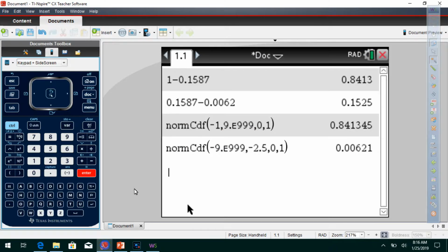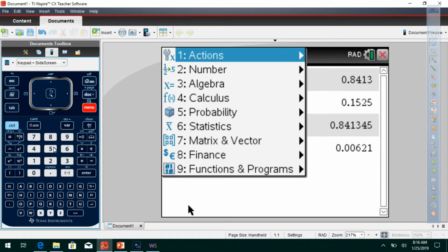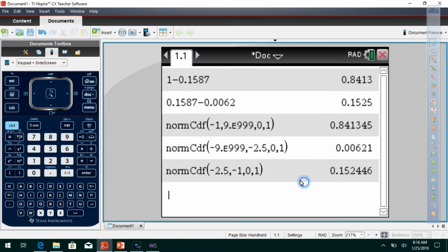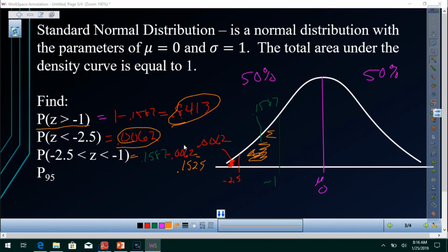Now let's find the third one. We have menu 5 5 2. We've got a lower bound of -2.5, an upper bound of -1, and we press OK. We get 0.152446. So it's just off a little bit. The table is off just a little bit. All right, so we got that.